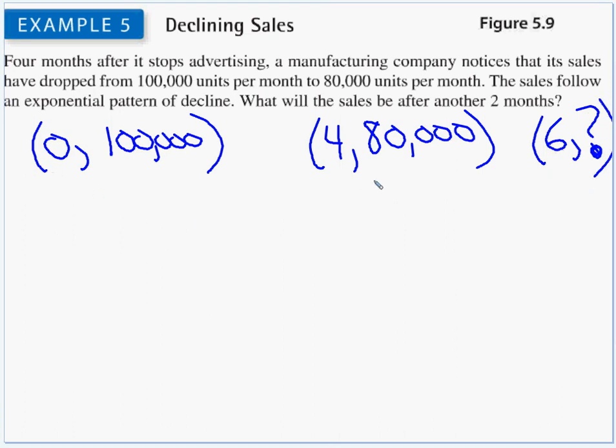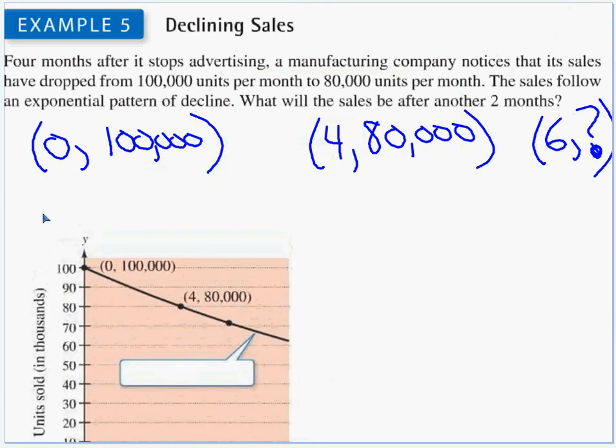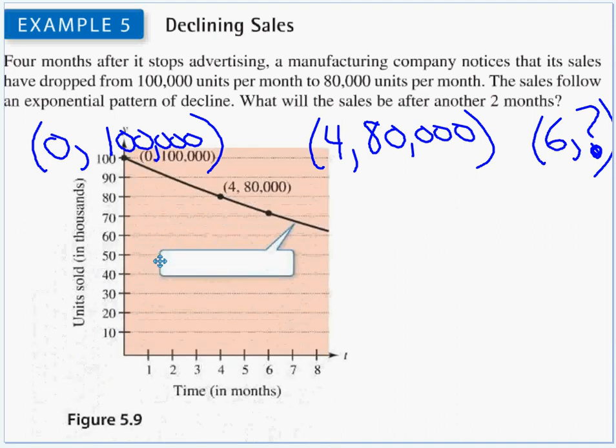So we'll use the first 2 points to establish the curvature of our exponential. And then after we have that, our model, we'll use it to make our prediction about what's going on in the 6th month.